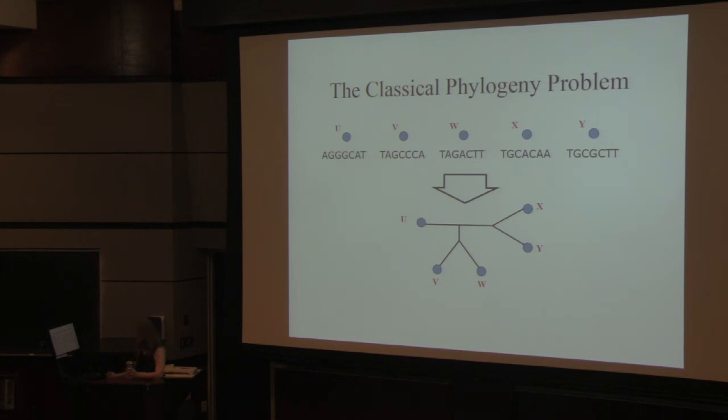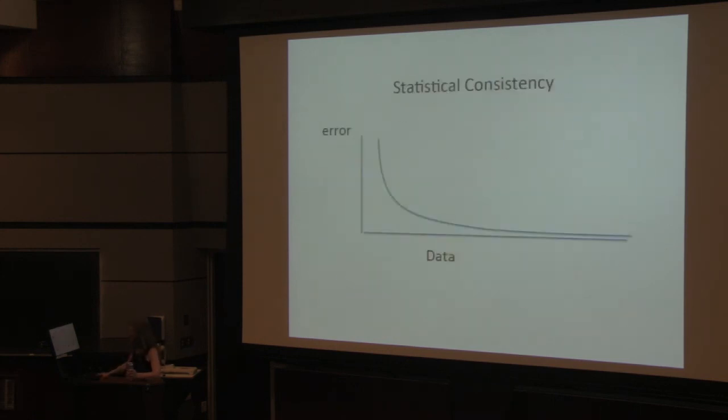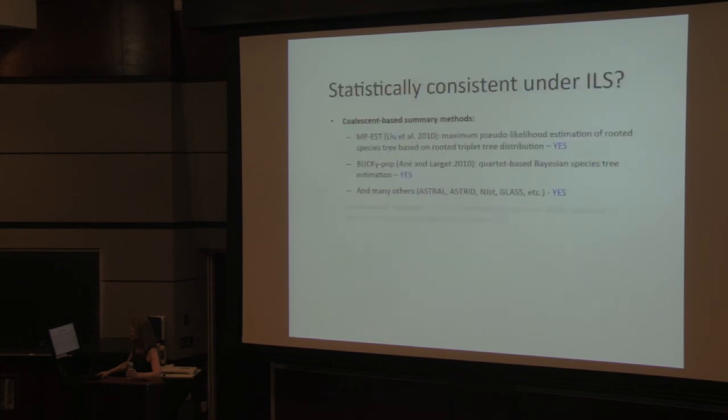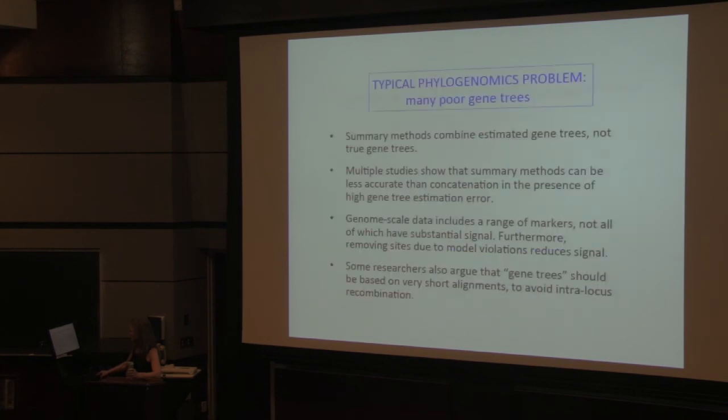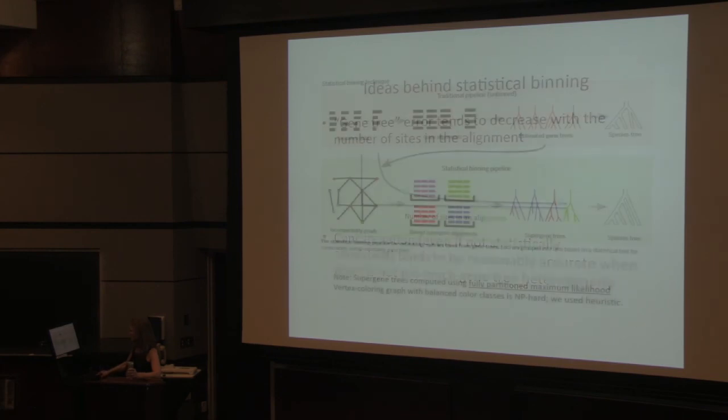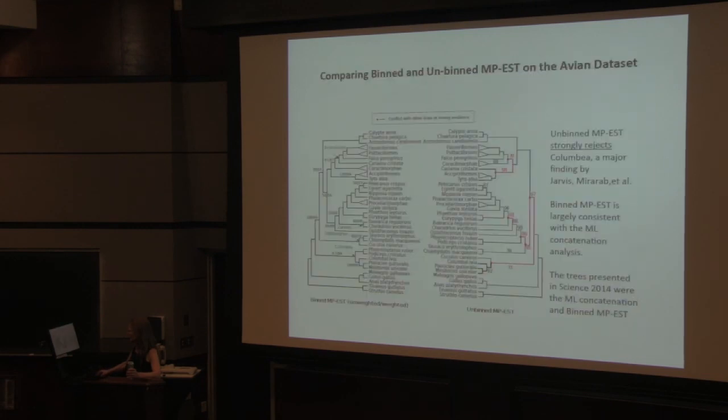But I think one of the things that we keep finding with statistical binning and with Astral is that the similarity between the trees that we get and the trees that concatenation gets tends to be very high, which tends to make people comfortable with both analyses, right? So when you see similarity, you're less worried about it. When you see differences, you don't know what to do, right?